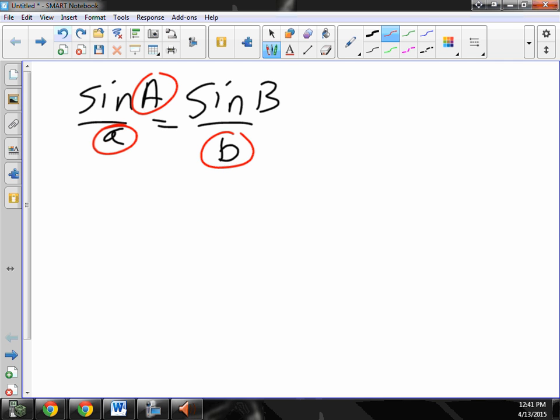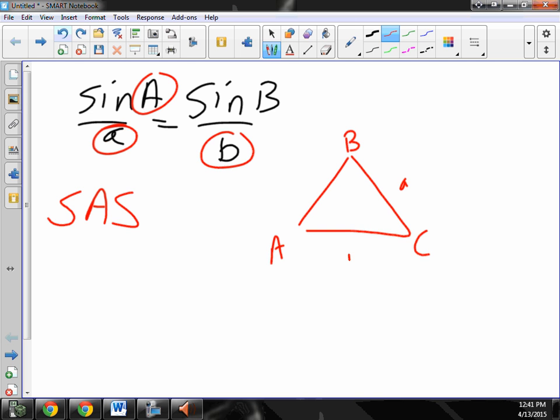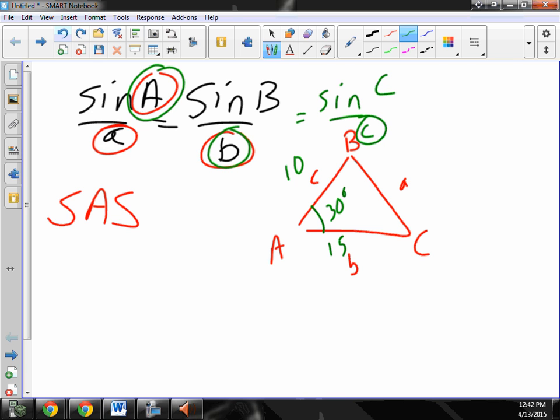The trouble is, the law of sines does not work if you know side, angle, side. So if I had this triangle, ABC, and I knew this side was 10, and this was 15, and this angle was 30 degrees, it won't work because I know little b and little c, but I know angle A. So side, angle, side is out. We need a new equation for that. We'll deal with it later.